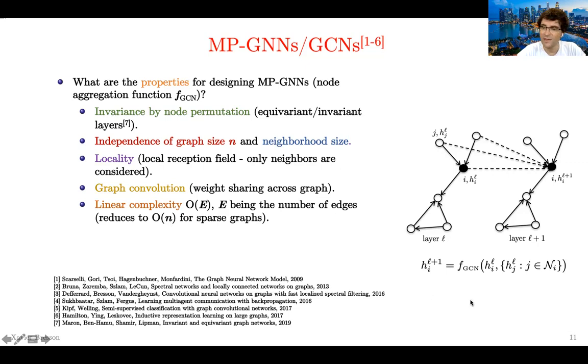So when you have these properties, you actually are quite limited in what you can do. The representation of node i at the next layer will only depend on the representation of the same node at the previous layer and its neighbors.